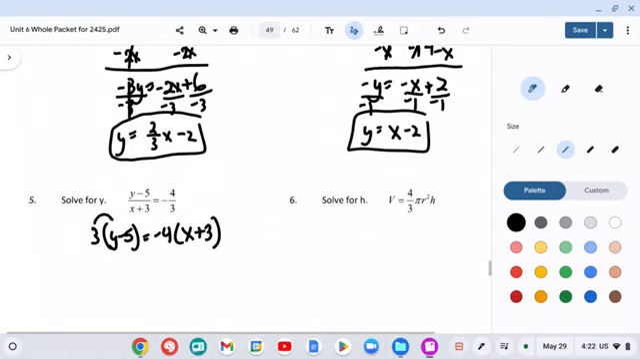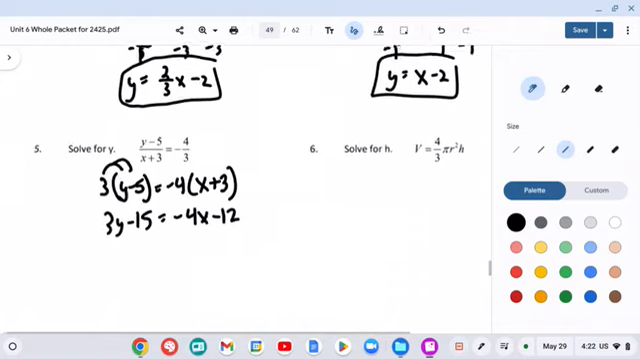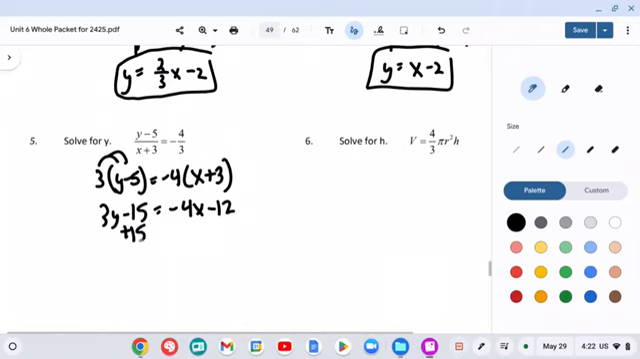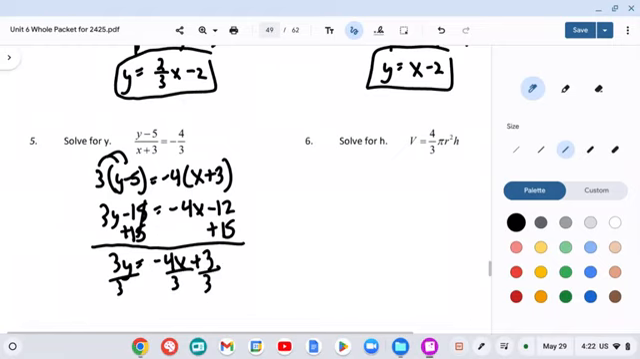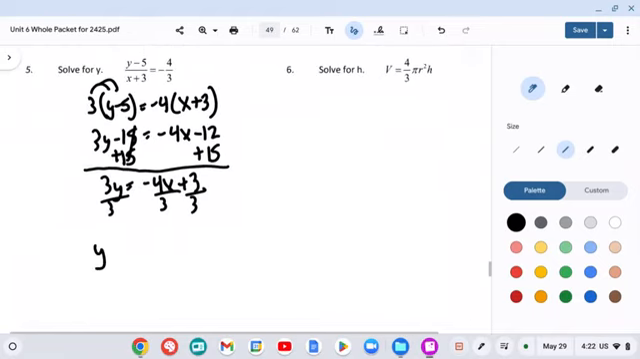If you distribute now, you'll get 3y minus 15 equals negative 4x minus 12. And then from here, I'd move anything that's not a y to the other side like we did up above. So we add 15 to both sides. We get 3y, those cancel, equals negative 4x plus 3. Divide by 3, and we're left with a similar process to what we did up above.